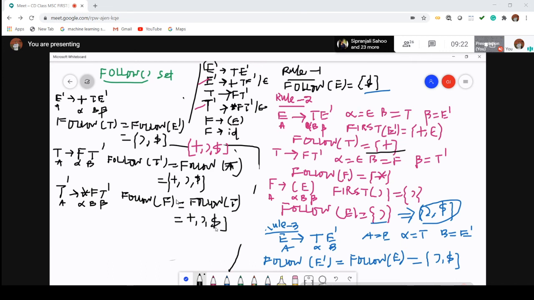Now you can check in rule number 2, is there any follow set of T dash? No, follow set of T dash is not defined over here. So it will be plus, dollar and right parenthesis. Completed. Follow of T dash: yes, follow of T dash equal to follow of alpha B beta, T dash.